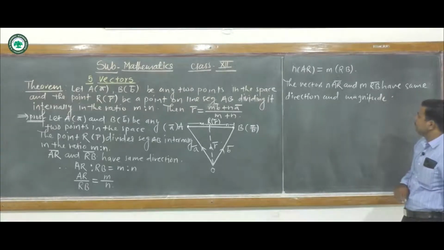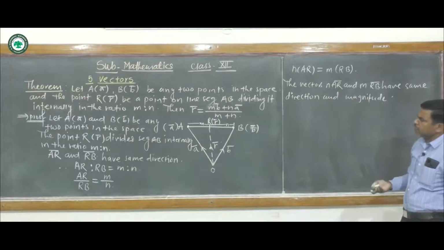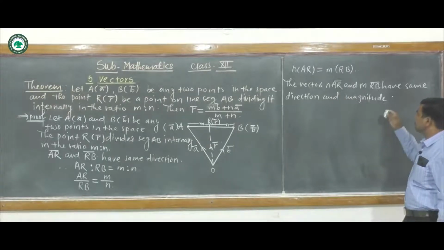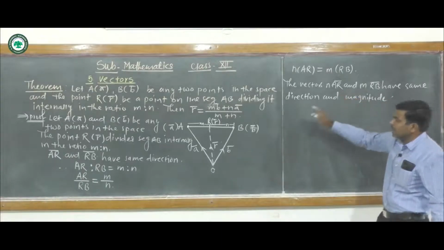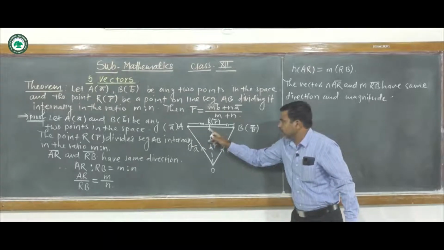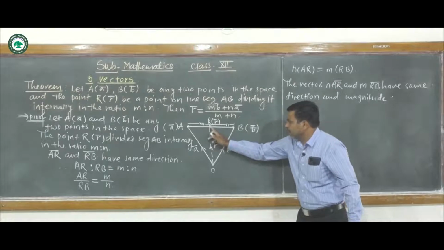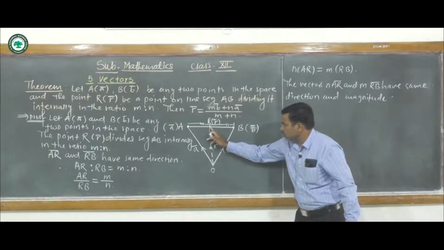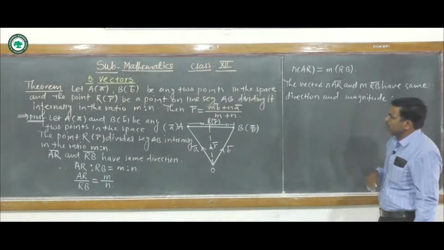m into RB bar and n into AR bar have the same magnitude as well as the same direction. How? The directions are the same. AR bar is north to south, and RB bar is also north to south. Both have the same direction. What about magnitude?